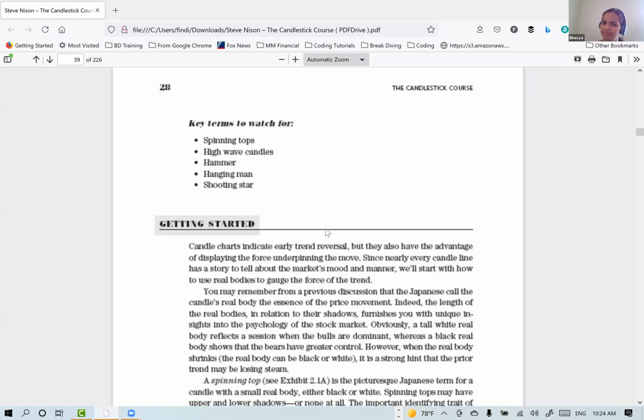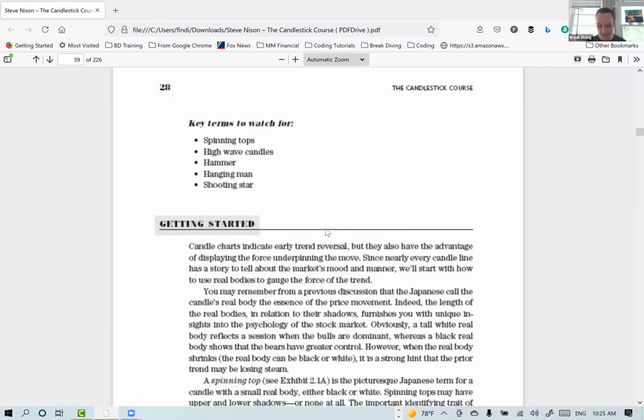Next is the high wave candle, which is a spinning top with a very big upper and lower shadow. And that means total confusion because it opened very close to the close, and in the middle it was going up and down all over the place, and it ended basically where it started. It's kind of a tug of war between buyers and bears, right? Bulls and bears, yeah. Bulls and bears are fighting it out.